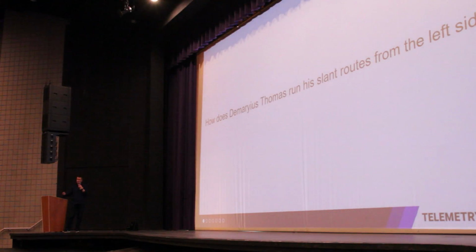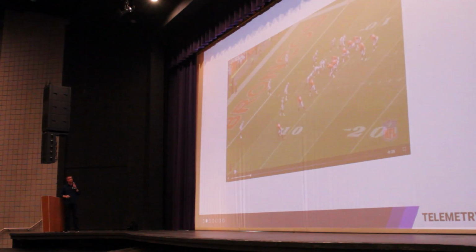So here's the question. Anytime you're trying to do something entrepreneurial, you should try and fill a need. So the question here is how does Demaryius Thomas run his slant routes from the left side of the formation? And so the old way of doing this was what's called a QC coach, a quality control coach, a football coach within the organization who would go through all the video and break down the film and just find the plays that Demaryius Thomas lined up on the left side of the formation.